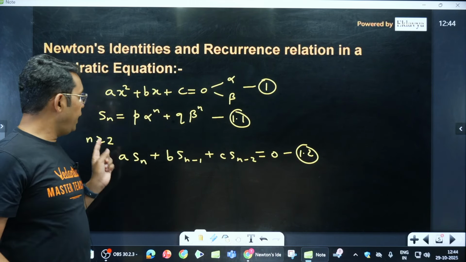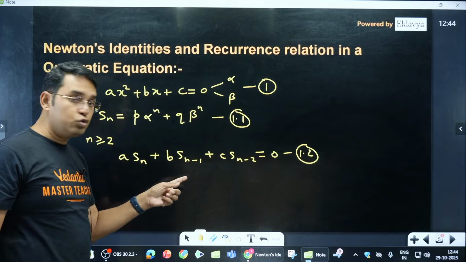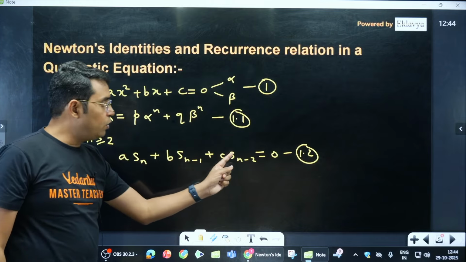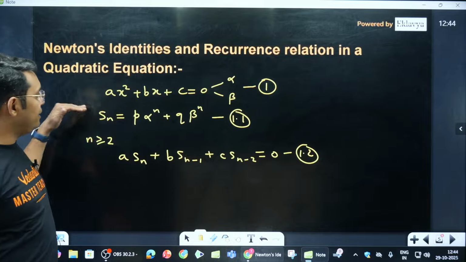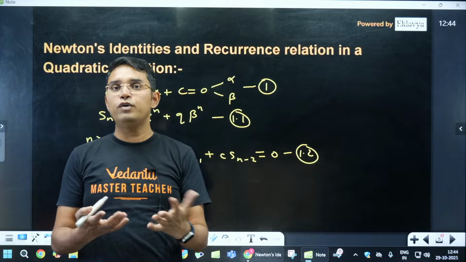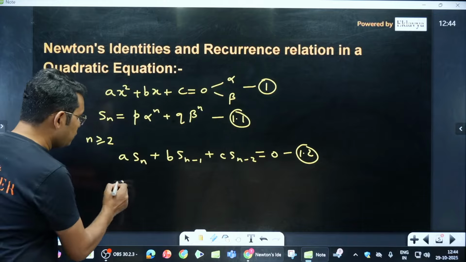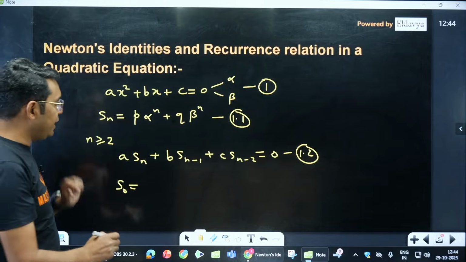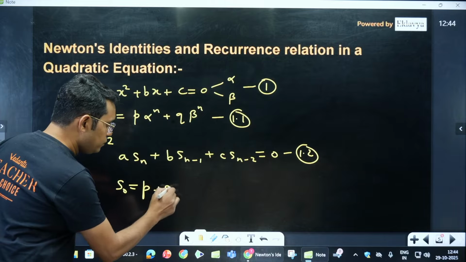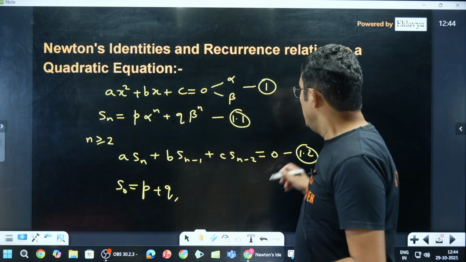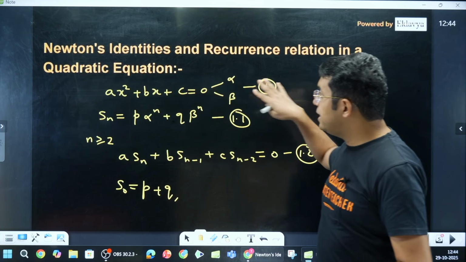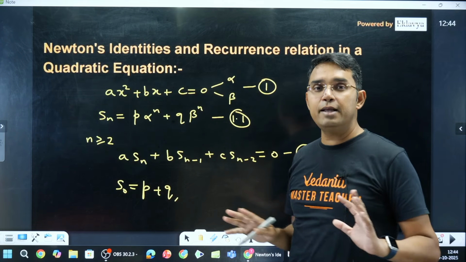Now if you know S1 and S2, you can find S3. If you know S2 and S3, you can find S4, and so on. In fact, in this sequence, S0 also works fine, so you can make use of S0. Whenever you write S0, in this case it will be p plus q, because alpha power 0 is 1 and beta power 0 is 1. So this is what Newton's identity is in the context of a quadratic equation.